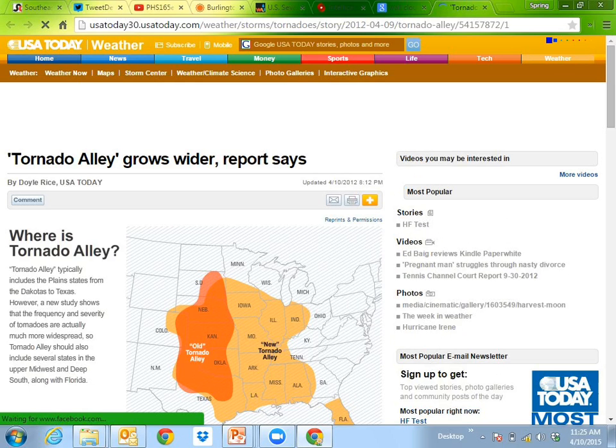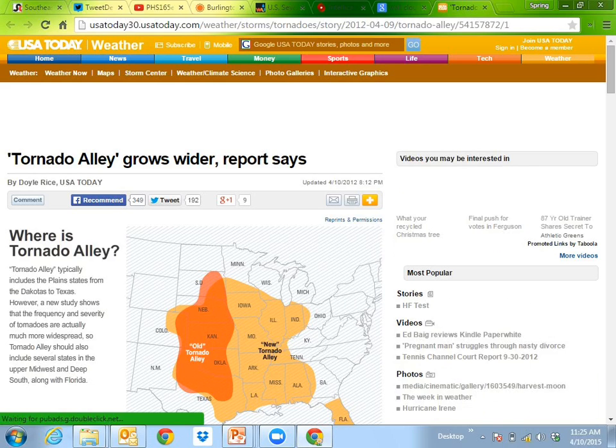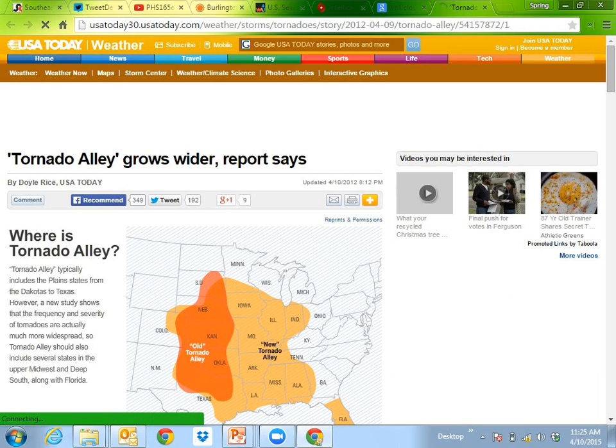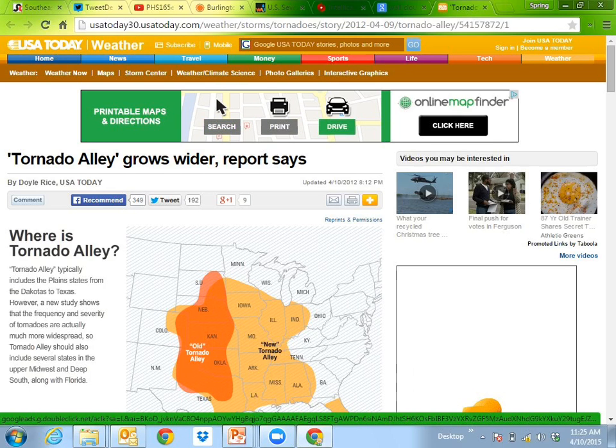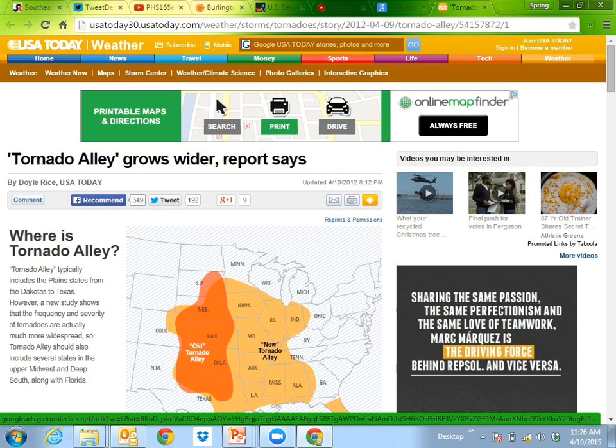Exactly. So in two different colors, what this article does, and I think I posted this on the Twitter feed a few days ago, the dark color is the old Tornado Alley, and the lighter orange is the new Tornado Alley. Of course, what we're most concerned about is us, right? So you can kind of see we are here-ish, in the new Tornado Alley.